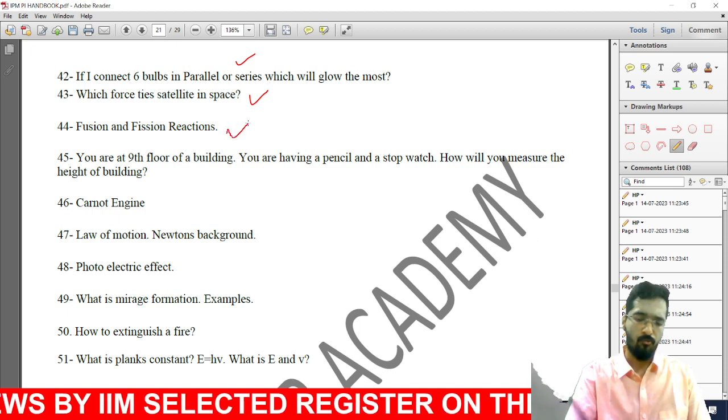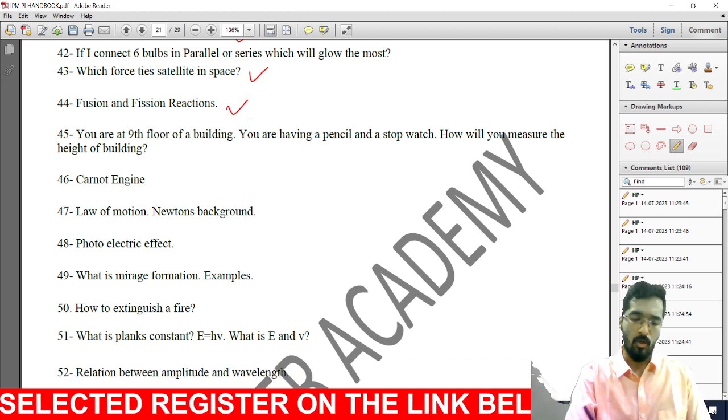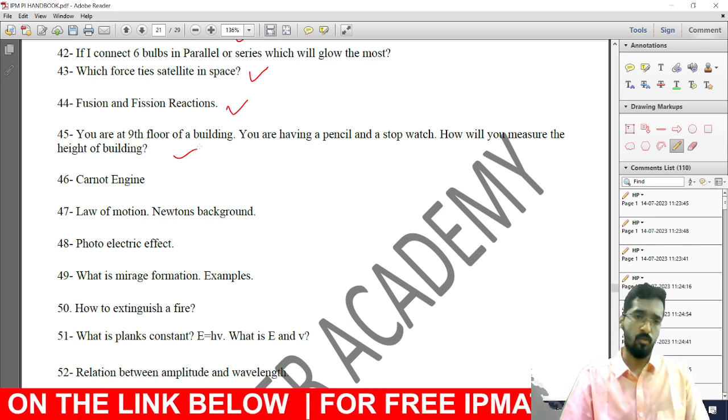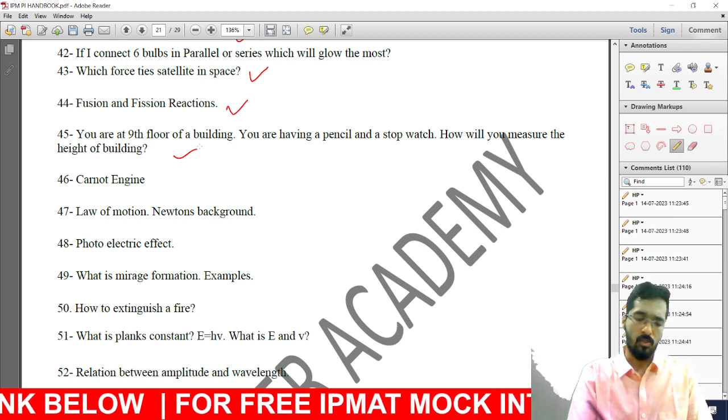What are fusion and fission reactions? Okay, you are on the 9th floor of a building, and you have a pencil and a stopwatch. How will you measure the height of the building? Okay, what is a Carnot engine?